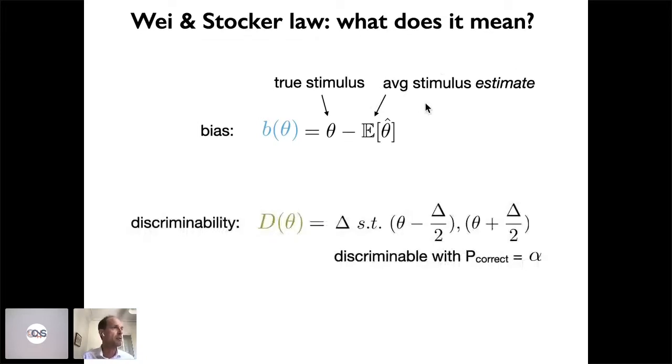Discriminability is a little bit harder to write down with a formula, so I'm going to describe it a little bit more with words. It's the change in the stimulus such that I can discriminate that stimulus with a certain percent correct. So if alpha is, let's say I want to get 75% correct, delta will be the amount of change in the stimulus such that theta minus delta over 2 can be discriminated from theta plus delta over 2 with that accuracy. In other words, this is also known as the just noticeable difference or threshold. How far do I need to move theta in order to be reliably able to say that it changed?